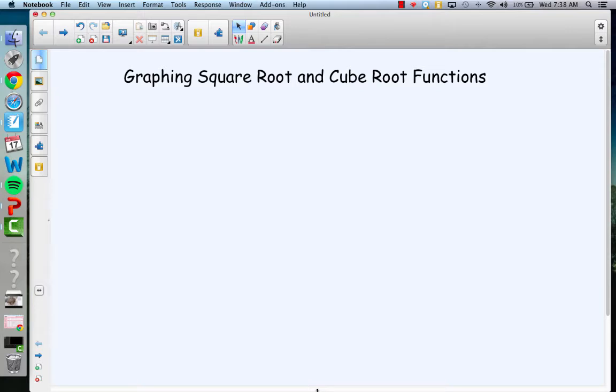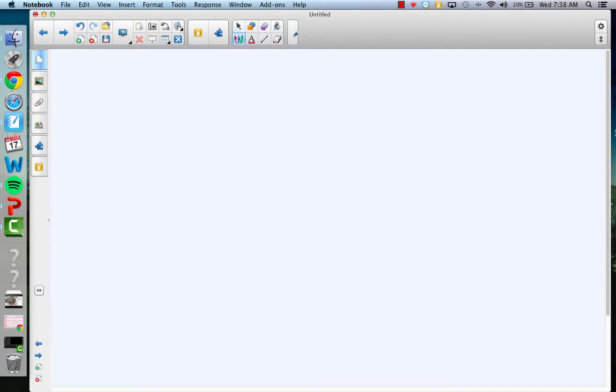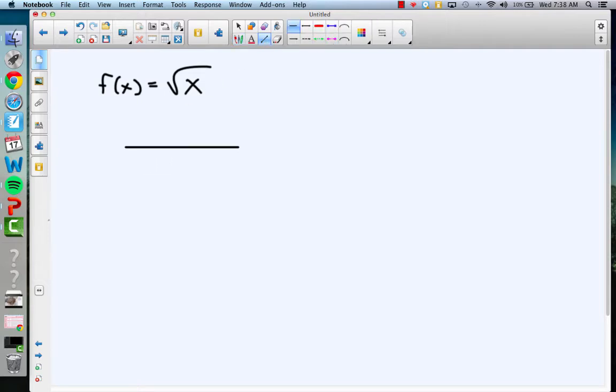So let's start off with our square root function. This is probably the simplest of the two. The original square root function, we call that the parent function, is f of x equals the square root of x. If I asked you to graph this, what I would go ahead and do first is just make a little table of values. Let's say I have my x's and then my f of x. Remember, f of x is the same as y.